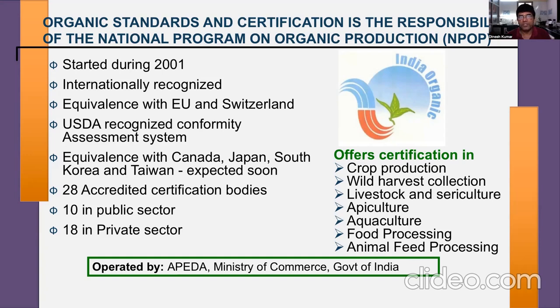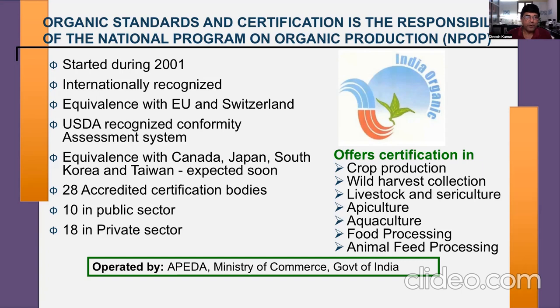Equivalence with EU and Switzerland. Here, equivalence means give and take. You recognize our standard and we recognize your standard. So that is equivalence, means European Union and Switzerland, we have some understanding that they accept our standard and we accept their standard in production. In India, I can produce the organic crop by following EU or Switzerland standard, and they will be accepted in EU or Switzerland and vice versa.